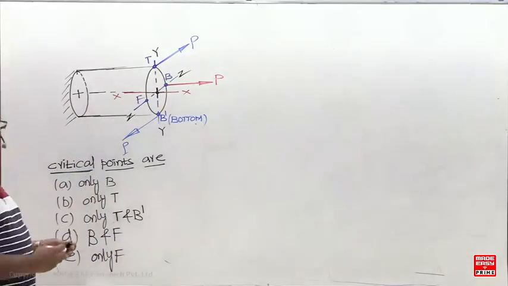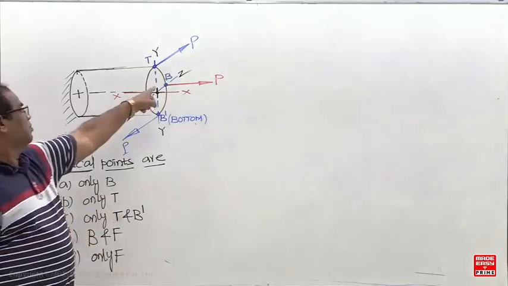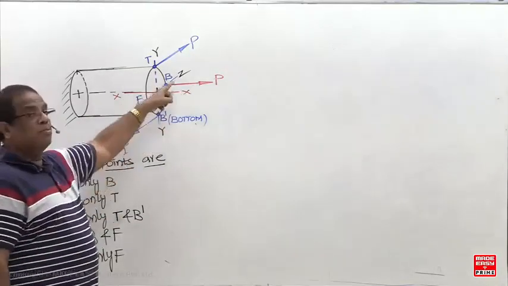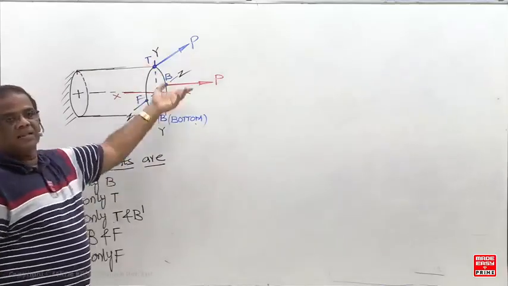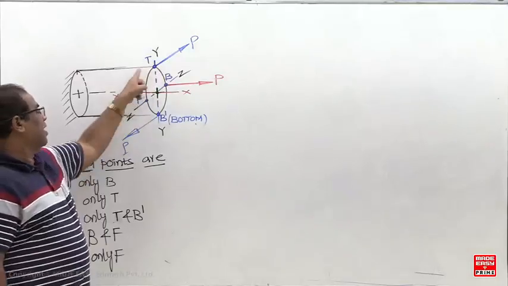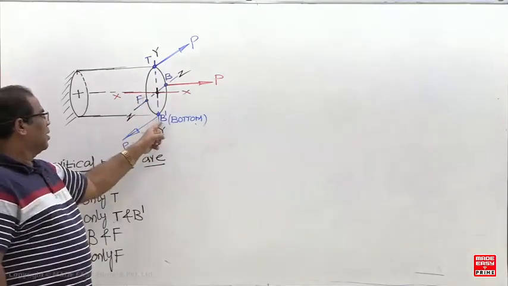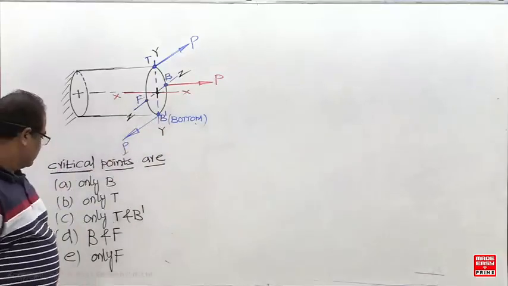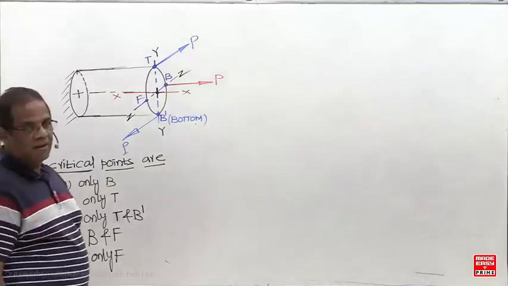Critical points are only B, only T and B dash. This B is the backside. Since both are B, I differentiate. B dash means bottom. B is on the backside, this is the top, this is on the front fiber, this is on the front side, this is on the bottom. Only B, only T and B dash, B and F and only F.